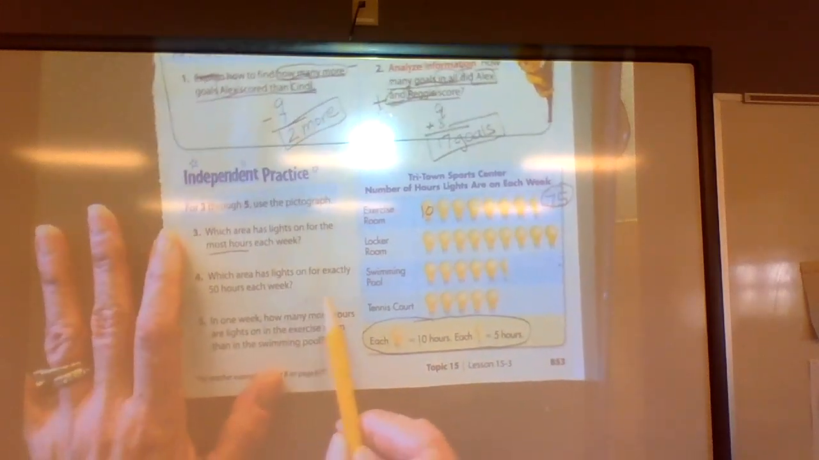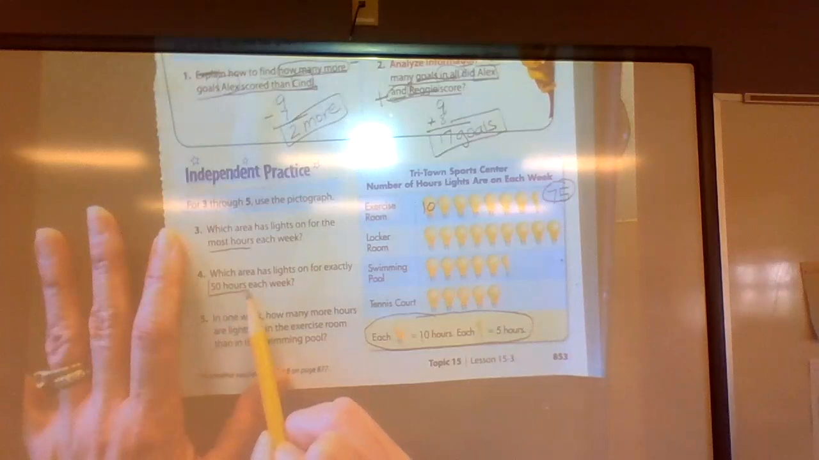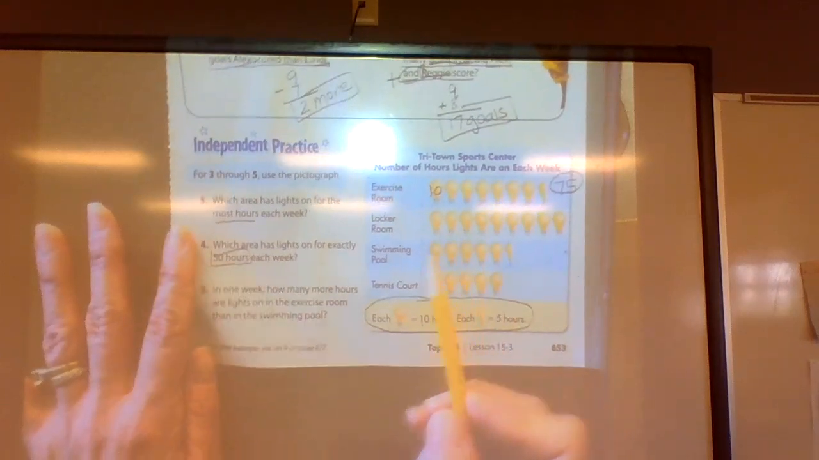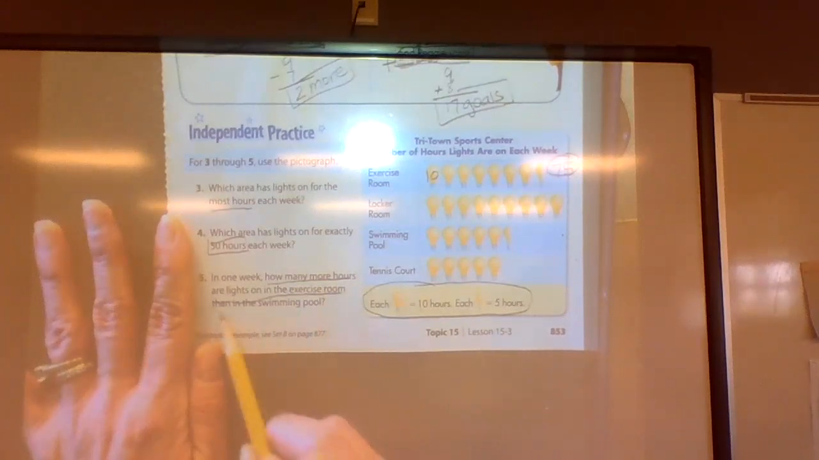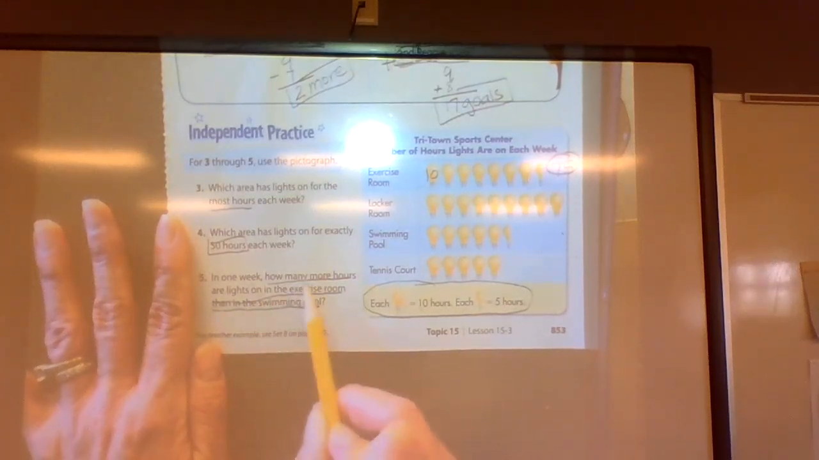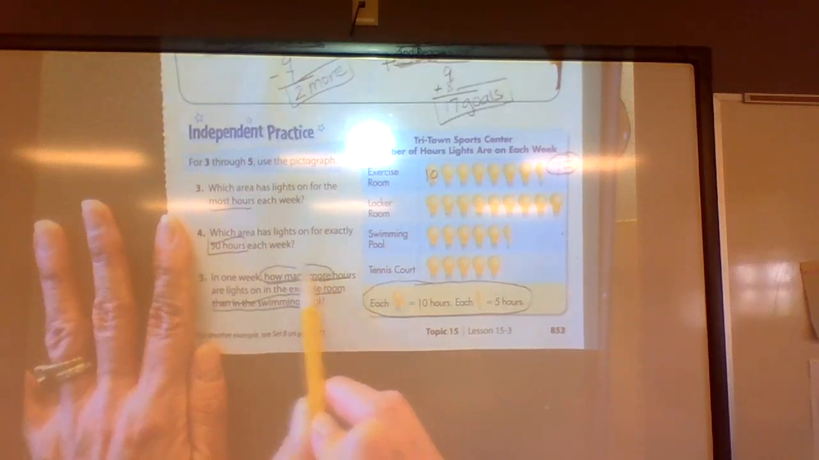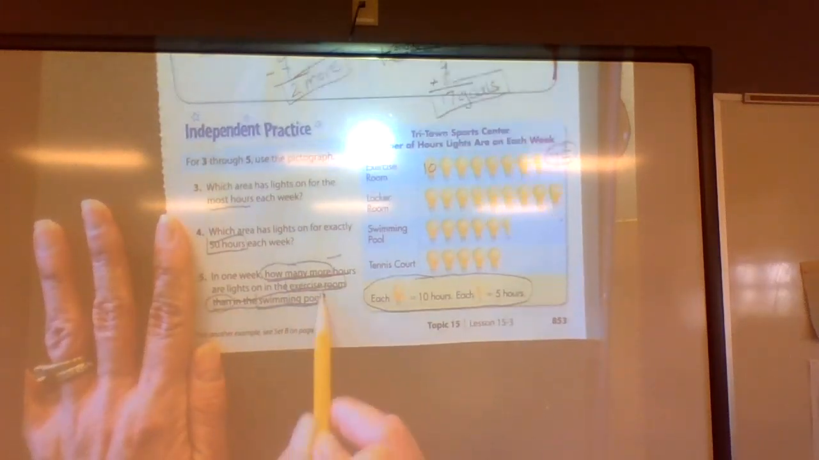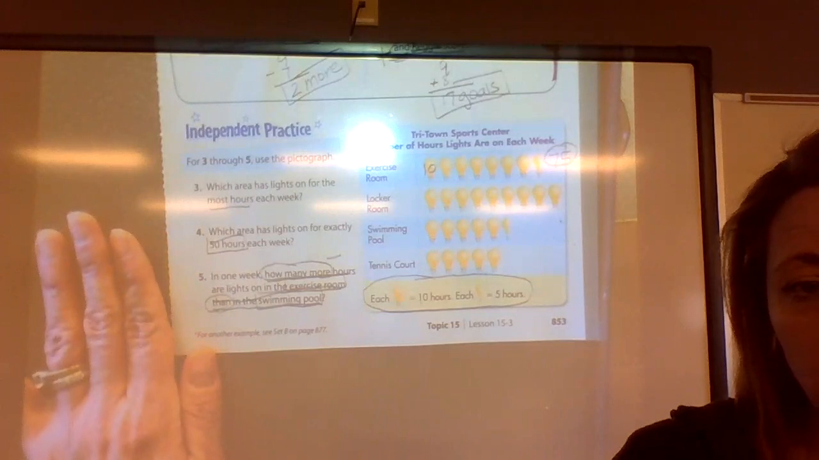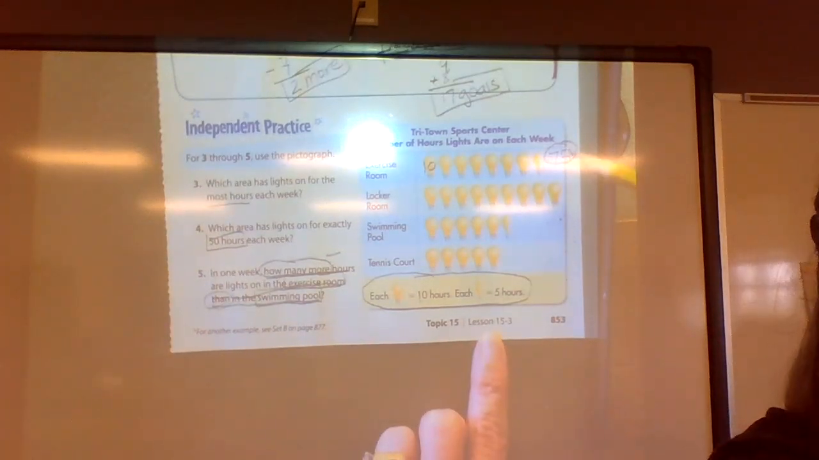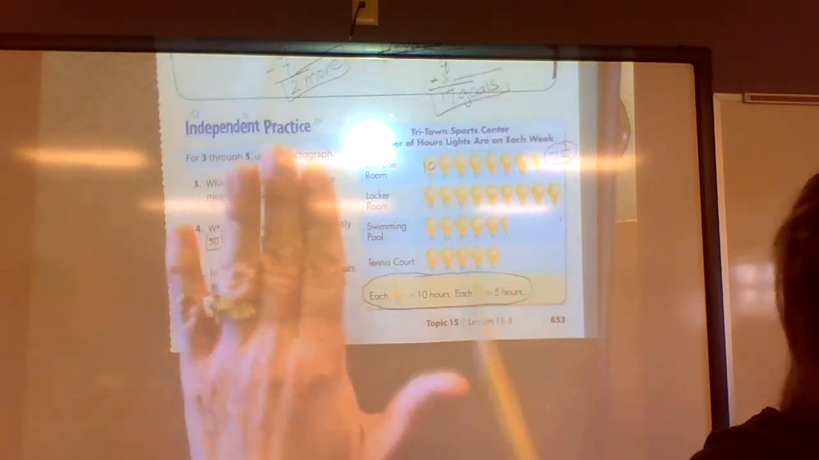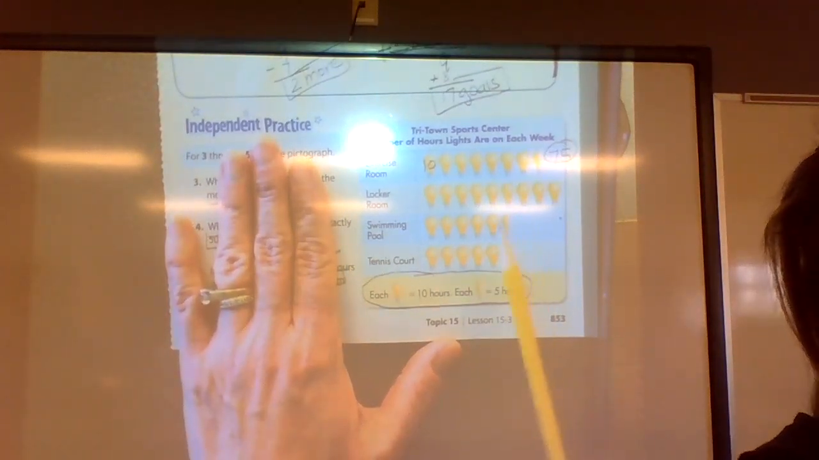Okay, so which area has lights on for the most hours each week? Which area has lights on for exactly 50 hours each week? And in 1 week, how many more hours are the lights on in the exercise room than the swimming pool? Remember, how many more means subtract. So we are looking at the lights on in the exercise room than the lights on at the swimming pool. Okay, so you are going to answer these questions based on the data that you have in front of you. Again, make sure before you answer these questions, you label your pictograph.